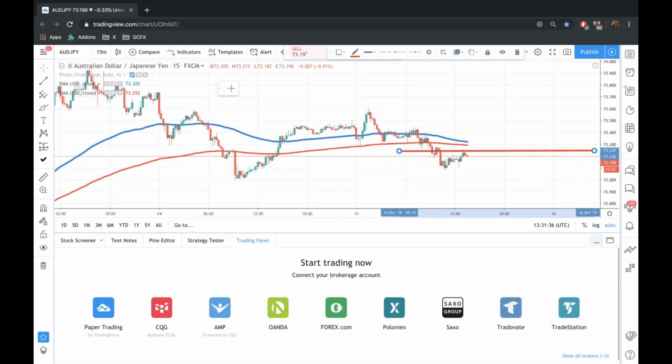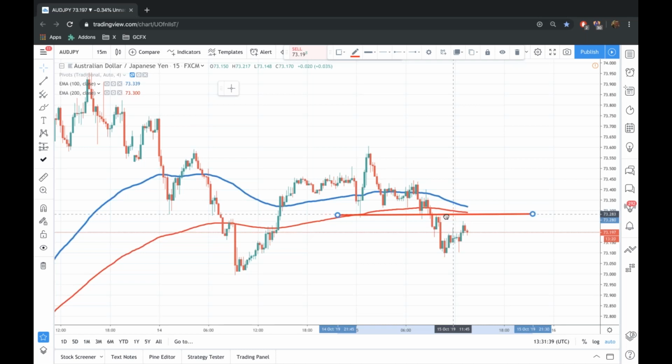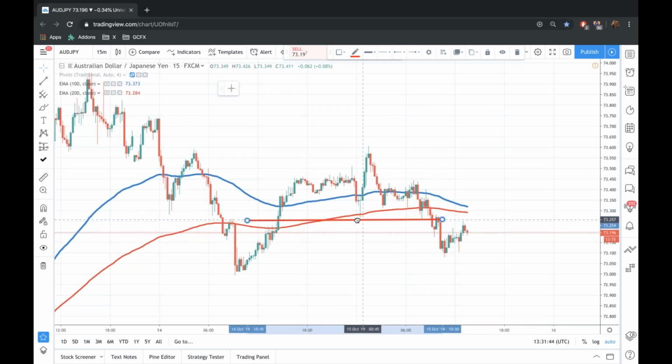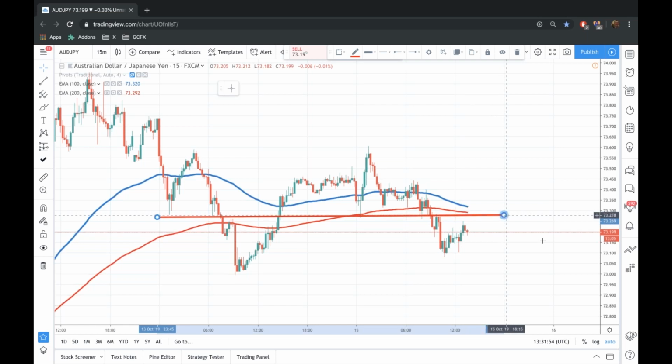But any return back up into this region, anything into that region here, I would expect sellers. So about 73.28, I'll expect sellers back into that 200, 100 exponential moving average. I'll expect fresh sellers there.